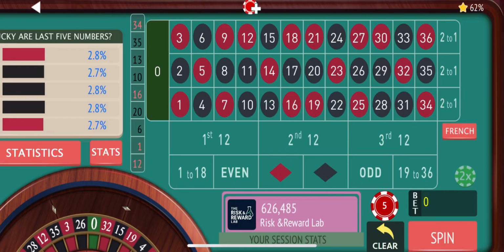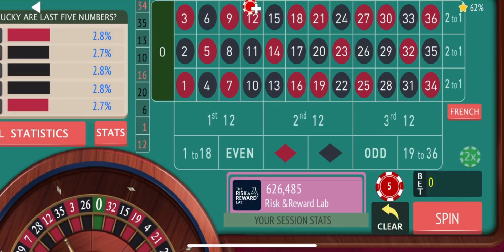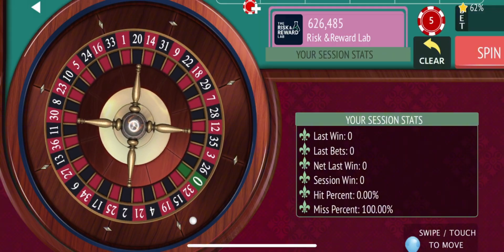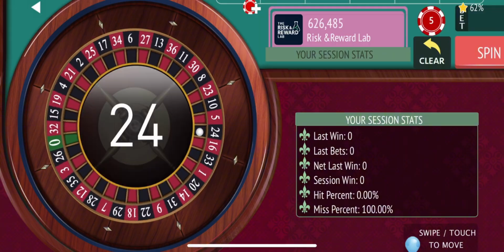As always, I test out new and popular roulette strategies and create some of my own. Today, we're testing out an enhanced version of 3D roulette. I'm calling it 3D roulette momentum evolution.